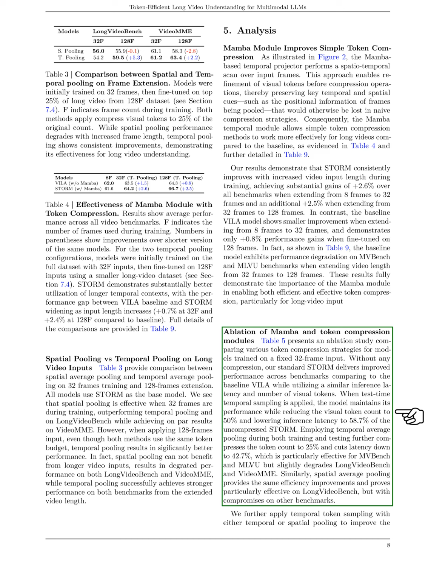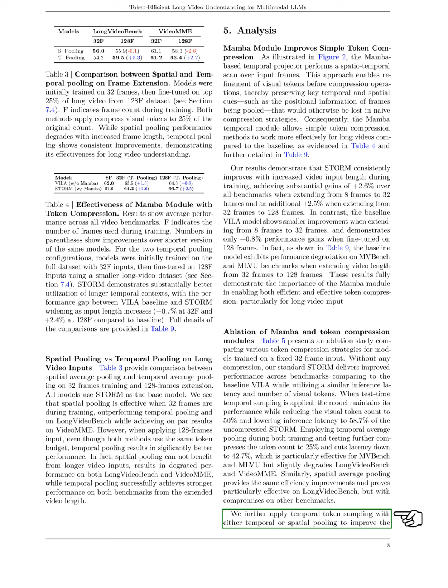When we apply temporal sampling during testing, we can reduce the visual token count by half and lower the inference latency to about 58.7% of the uncompressed STORM, all while maintaining performance. Using temporal average pooling during both training and testing further compresses the token count to 25% and reduces latency to 42.7%. This approach works particularly well for MVBench and MLVU, although it slightly affects LongVideoBench and VideoMME. Similarly, spatial average pooling offers efficiency improvements, especially for LongVideoBench, but comes with trade-offs for other benchmarks.